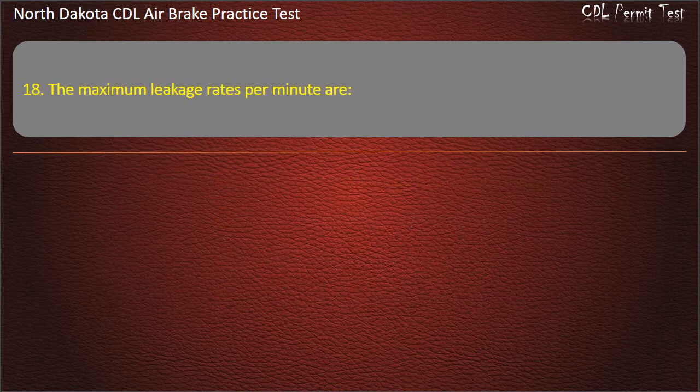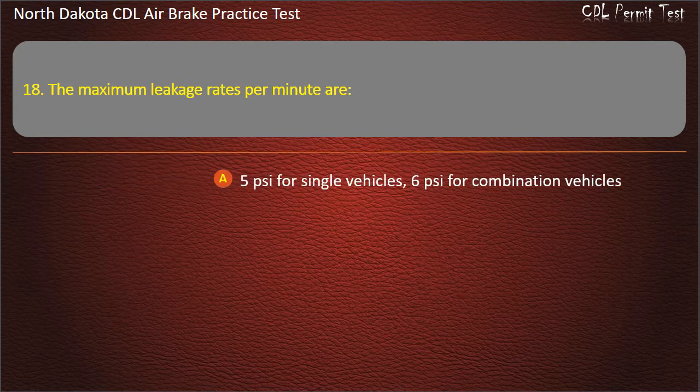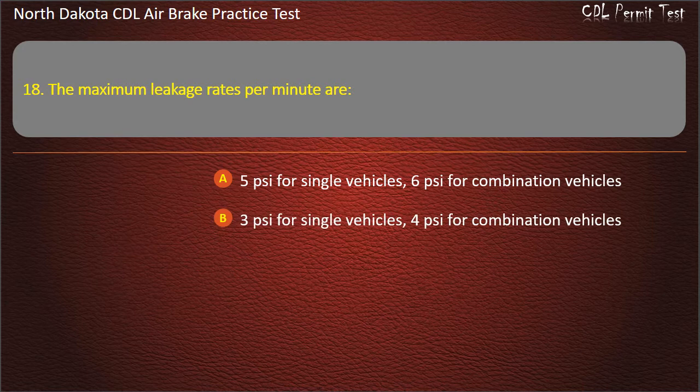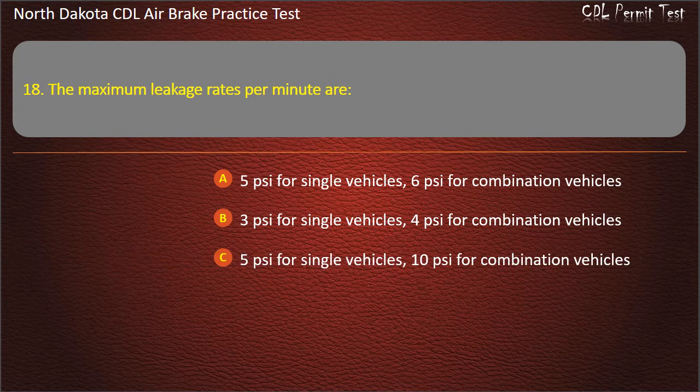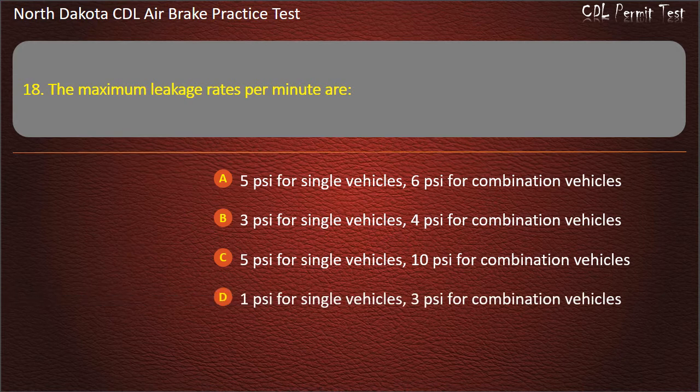Question 18. The maximum leakage rates per minute are 5 pounds per square inch for single vehicles, 6 pounds per square inch for combination vehicles, 3 pounds per square inch for single vehicles, 4 pounds per square inch for combination vehicles, 5 pounds per square inch for single vehicles, 10 pounds per square inch for combination vehicles, 1 pound per square inch for single vehicles, 3 pounds per square inch for combination vehicles. Answer. 3 pounds per square inch for single vehicles, 4 pounds per square inch for combination vehicles.